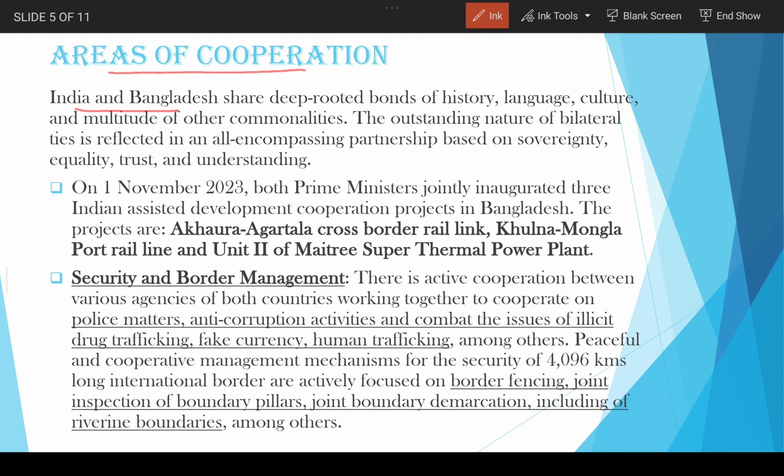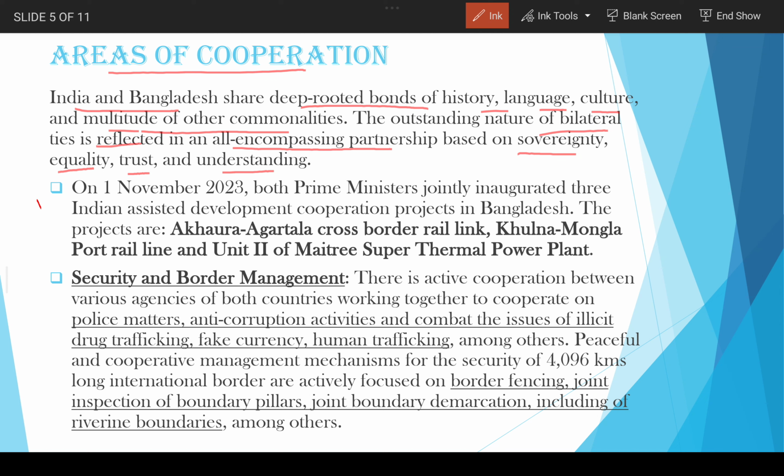India and Bangladesh share deep-rooted bonds of history, language, culture, and a multitude of other commonalities. The outstanding nature of these bilateral ties is reflected in an all-encompassing partnership based on sovereignty, equality, trust, and understanding. Okay, so let's talk about the present situation, before this internal conflict in Bangladesh, how the relations were, and why this chapter was called the Shonali Adhyay, or the golden chapter, of the bilateral ties.